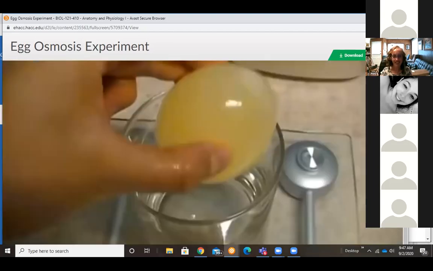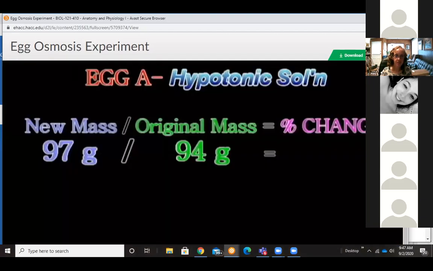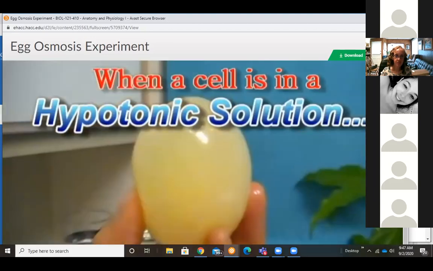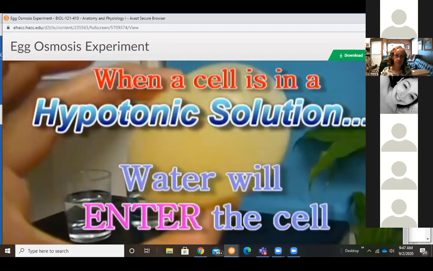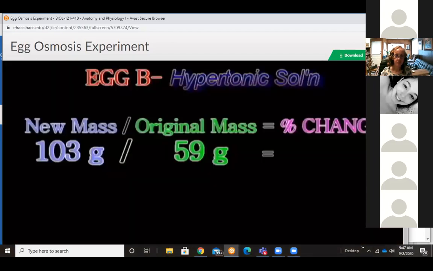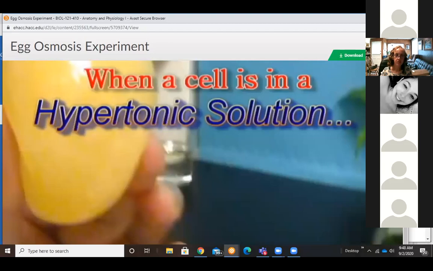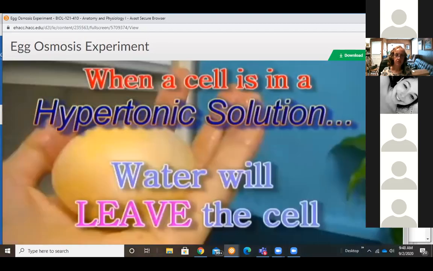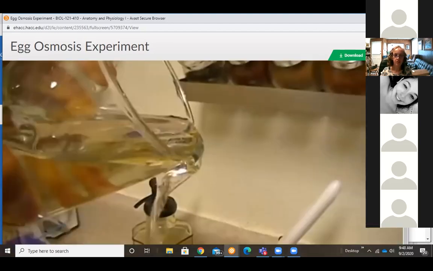Egg A now has a mass of 97 grams. Egg A increased slightly to 103% of its original weight. We can conclude when a semi-permeable cell is in a hypotonic solution, water will enter the cell. Egg B now has a mass of 59 grams. Egg B decreased to 57% of its original weight. We can definitely conclude that when a cell is in a hypertonic solution, water will leave the cell. In fact, this is evident by the layer of water sitting on top of the corn syrup.